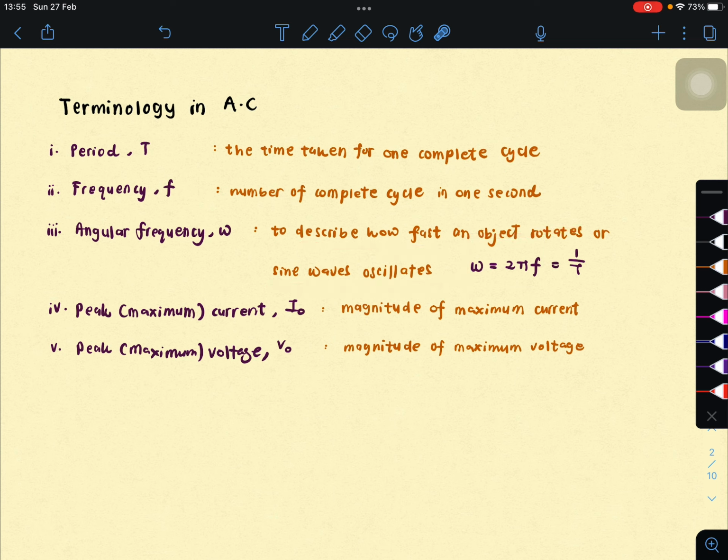And then we also have peak current ataupun maximum current, I naught. So we only take the magnitude. Okay, macam yang Miss mention tadi, just the magnitude of that current. And then peak or maximum voltage, sama juga, we only take the magnitude of the voltage.